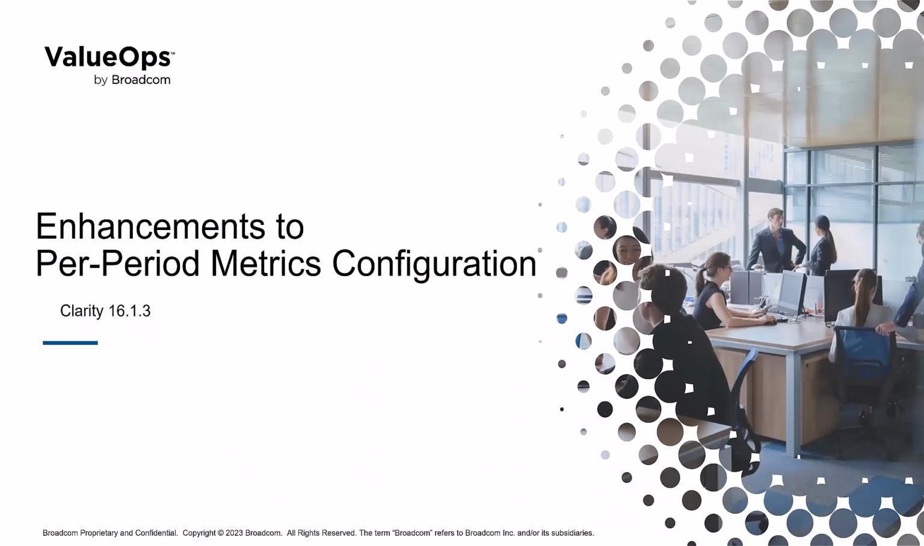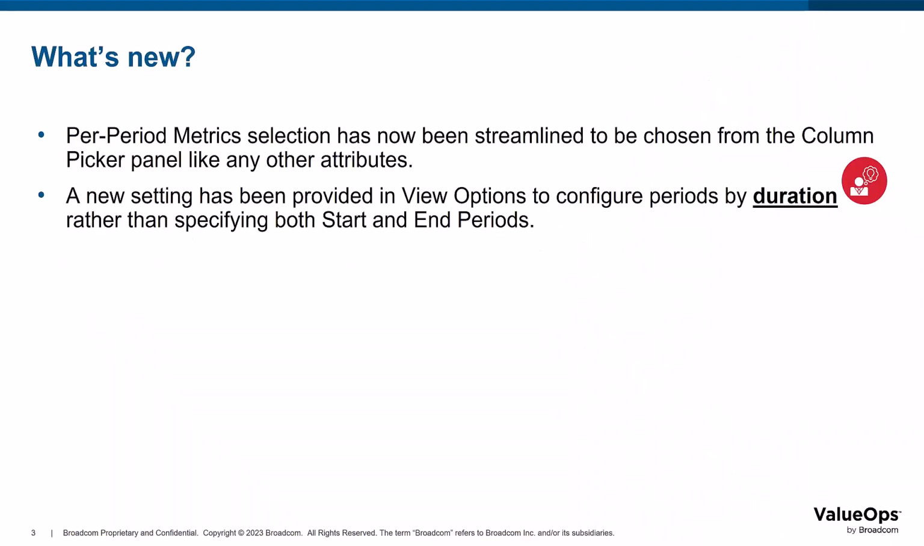In this session, we'll go through the enhancements made to per period metrics configuration. So, what's new? Firstly, selection of per period metrics or TSV attributes has now been streamlined to be chosen from the column picker itself, like any other attributes. And secondly, a new setting has been added to view options to configure fiscal periods by duration rather than specifying both start and end periods.